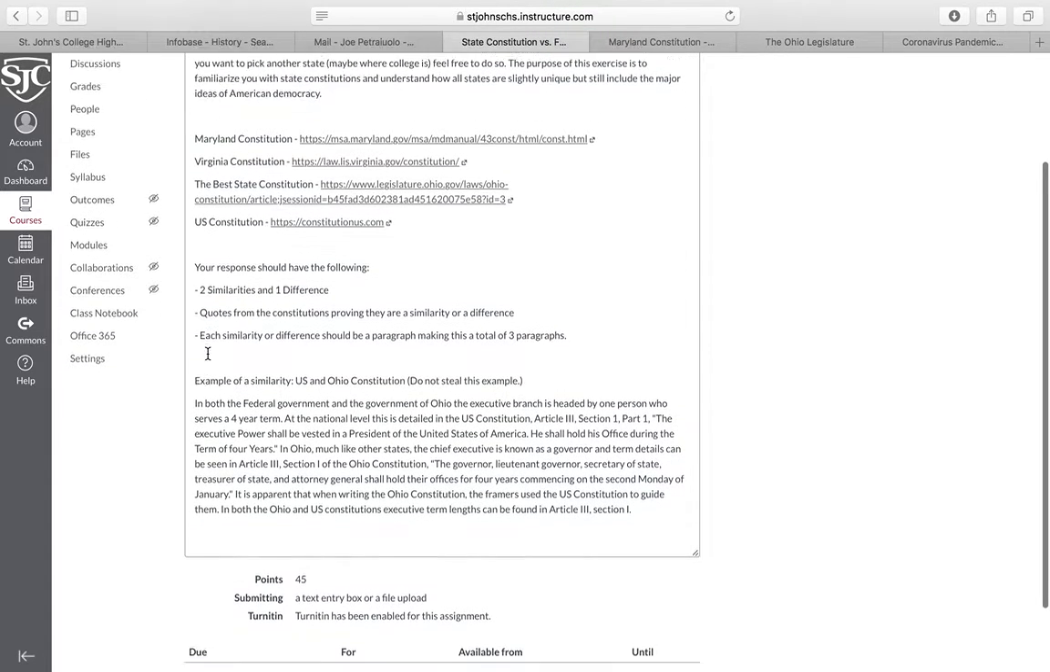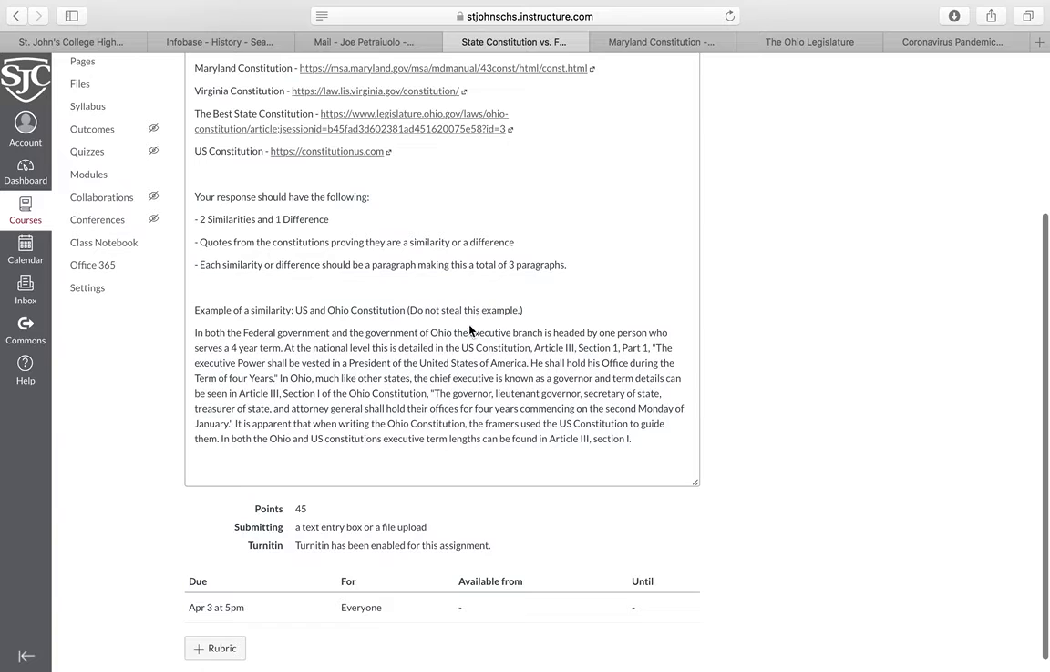Now, here's an example of what a similarity or a difference looks like, because I don't want you guys to sit there and say, oh, well, both have articles or both have a Bill of Rights. That's not what I'm looking for as a similarity here. What I'm looking for is a concrete detail of something in the government that is similar or different. So, for example, in Ohio, here's the sample I came up with: both governments are headed by one person who serves a 4-year term.